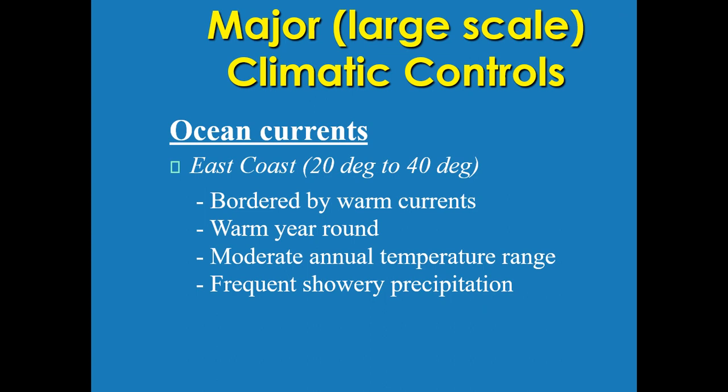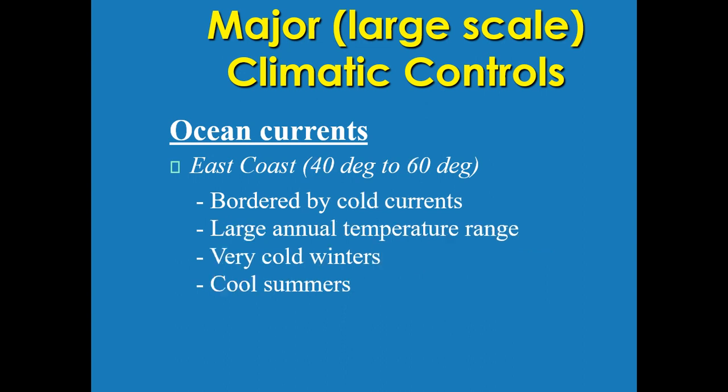Now let's turn our attention to the east coast. The ocean currents impact the general weather or climate for those locations on the east coast. Now, between 20 and 40 degrees north latitude, off the east coast of the United States, generally they're going to be bordered by warm ocean currents. Generally warm year-round. There's a moderate annual temperature range, so it's not exactly small, but it's not extensive or very significant annual temperature change or range. It's frequent showery precipitation at these locations, 20 to 40 degrees north latitude on the east coast.